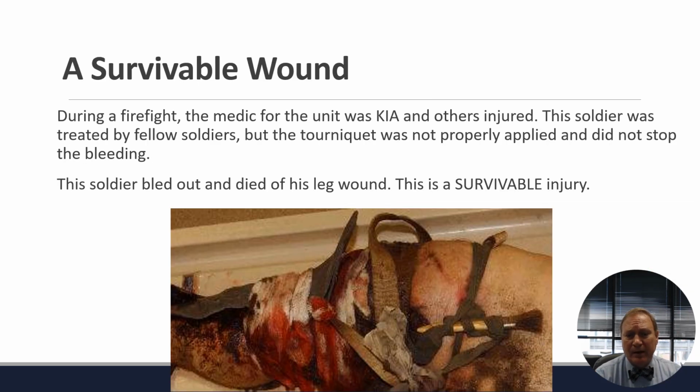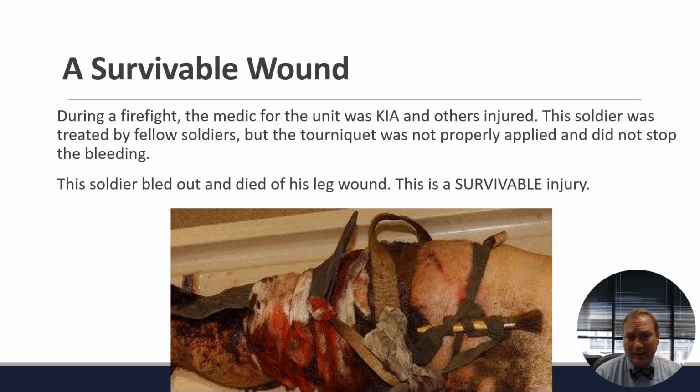This is an example of a firefight involving soldiers in the U.S. Army. The medic for this particular unit was KIA, that means killed in action. Others were injured. This particular soldier was treated by fellow soldiers, and they created this makeshift tourniquet. The problem is the tourniquet did not stop the bleeding. The soldier bled out and died of a leg wound.